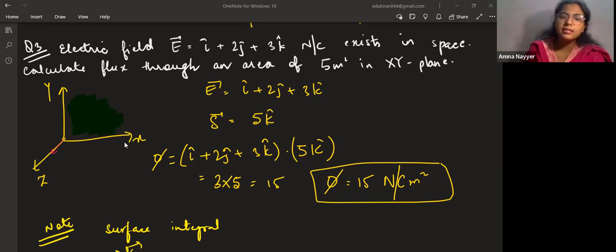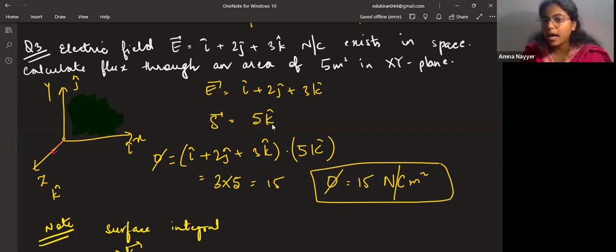Always remember, for positive x-axis it's plus I cap. For positive y-axis, positive j cap. For negative y-axis, minus j cap. For positive z axis, it's k cap. Negative z axis, minus k cap. So here, for the x and y plane, if I drop a perpendicular to this, that will go into the z axis. And what is the unit vector for the z axis? K cap. So that's why I wrote 5 k cap.